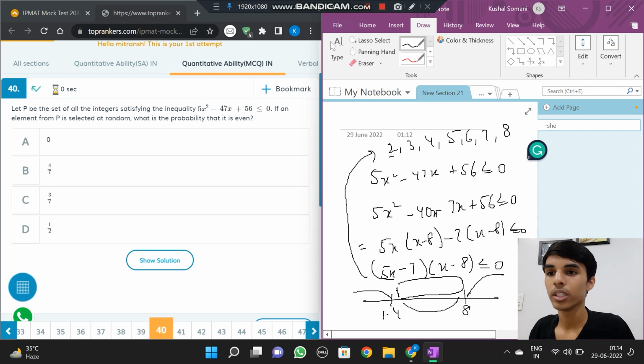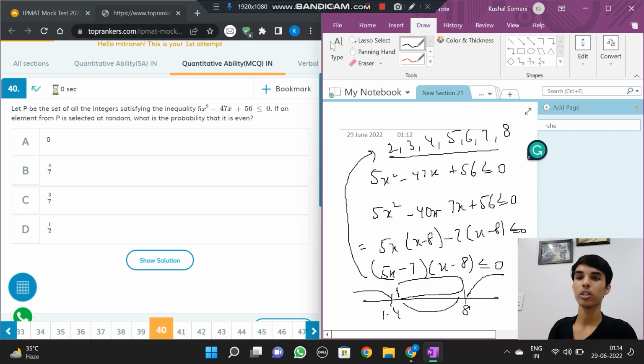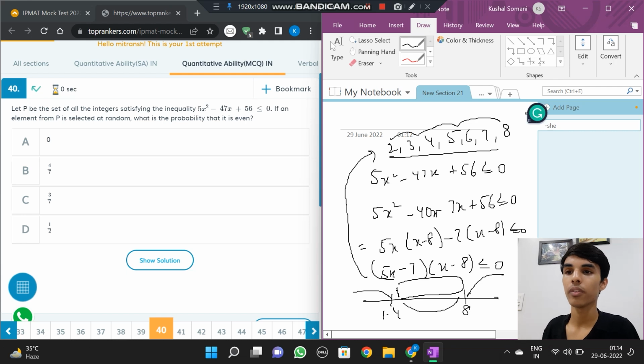Now, since these are the values, and we have to calculate the probability that P is even, it will be nothing but 1, 2, 3, and 4. In total there are 7. It will be 4 by 7, and the correct answer will be option number B. Again, very easy question. Just factorizing of the quadratic form is required, and after that, nothing much is required in this question. Easy one, won't take more than a minute to solve.